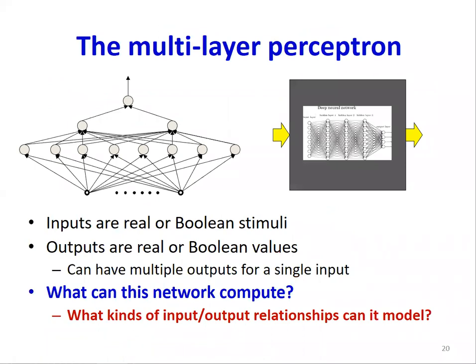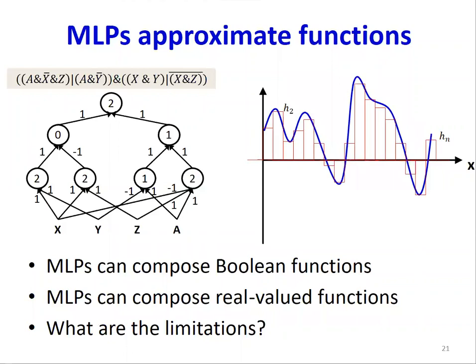Okay. Now going back to our problem. So we've defined a network, we've defined a multi-layer perceptron. We know what depth is, but what can the network compute? What kinds of input-output relationships can it model? Now, we've already seen that multi-layer perceptrons are universal Boolean functions. We know that they can model individual gates, so because they can compose gates, they can compose any Boolean function, and therefore MLPs are universal Boolean functions, meaning given any Boolean function, I can design an MLP for it.